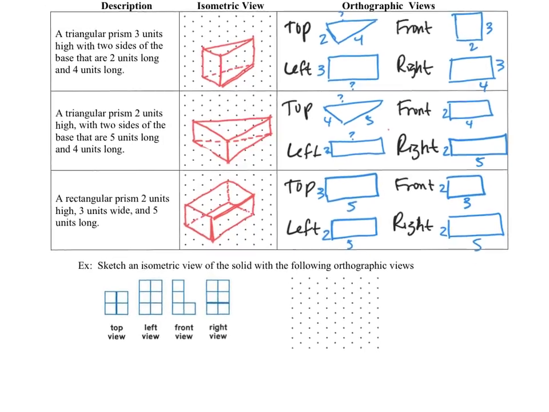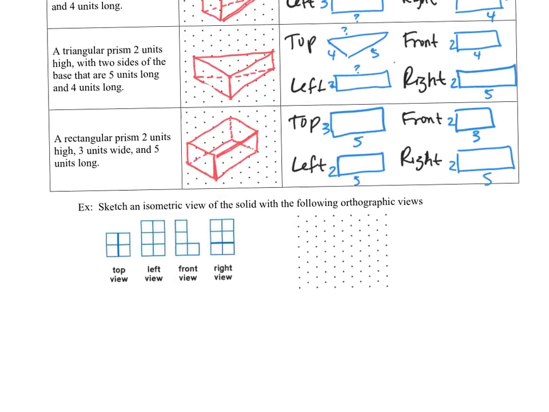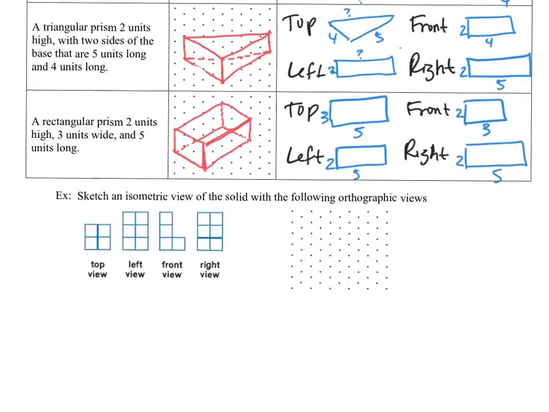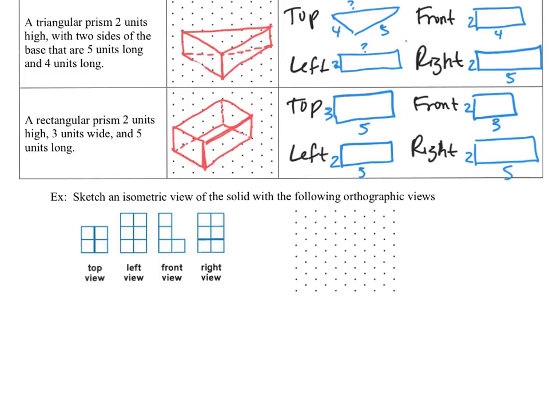Okay, so the next thing we're going to do is we're going to go in the opposite direction. So this time we're going to be looking at some orthographic views, and we're going to translate those into a three-dimensional shape that we're looking at isometrically. In other words, we're looking at the corner. So this takes a little bit of practice, but I think the easiest place to start is let's start with this front L-shaped view.